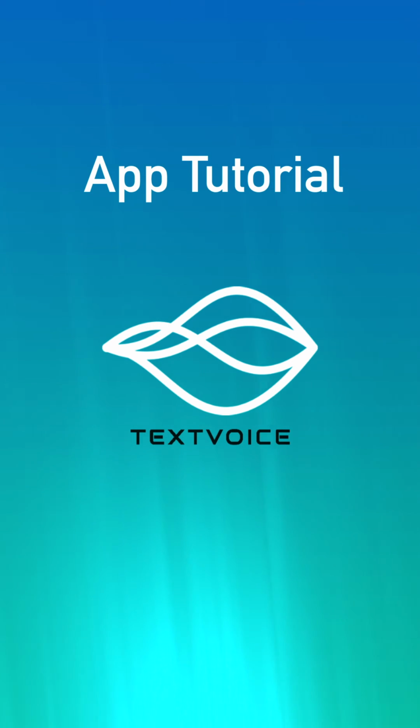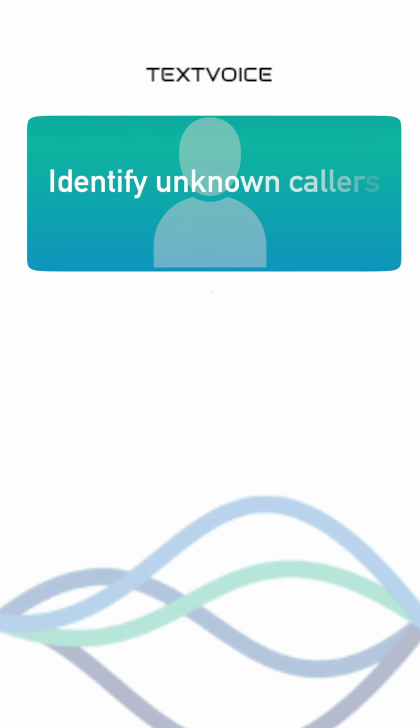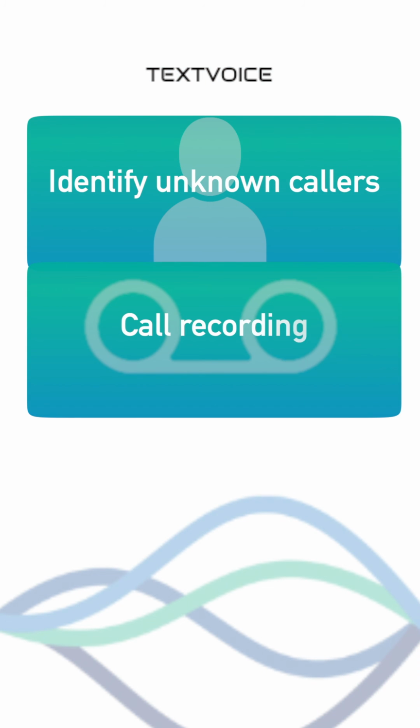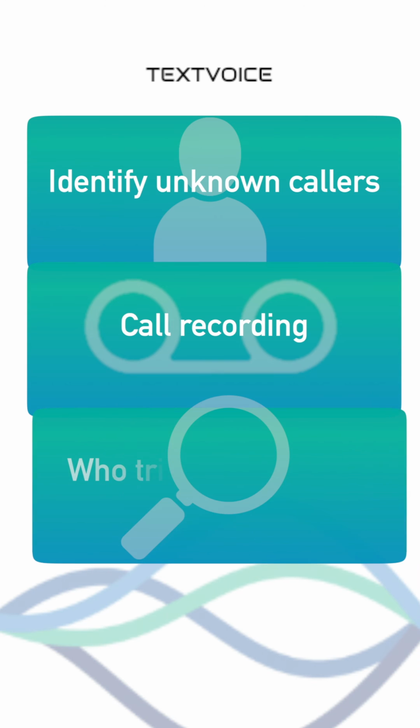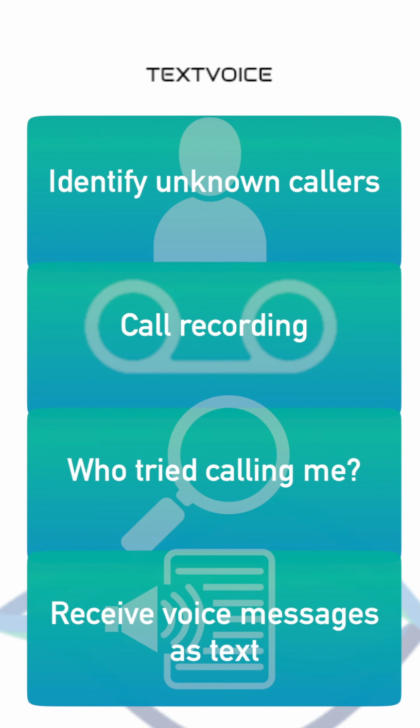In the following short video, you will learn how to use the app and its various services easily and conveniently. Identify unknown callers, record incoming and outgoing calls, find out who tried calling you, and receive voice messages as text.